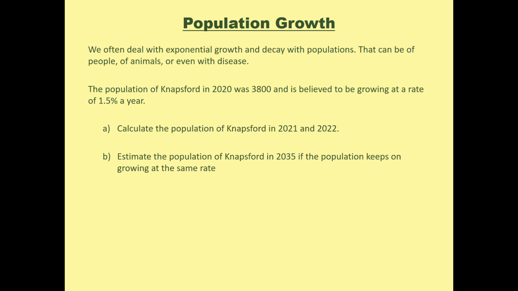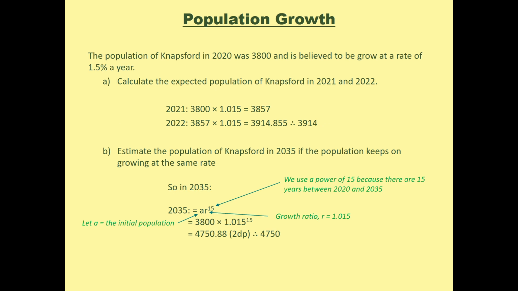And I'll just pause for a moment. Well, you can pause it. I'm just going to go through and show you the answer. So question 1, it's very similar to what we've already usually done there. Multiplying by 1.015 as our multiplier gets us an answer of 3,914.